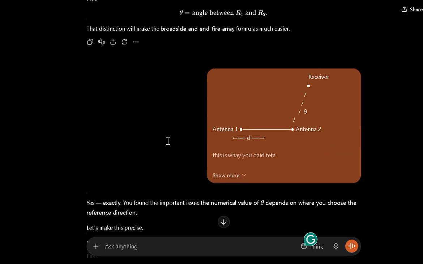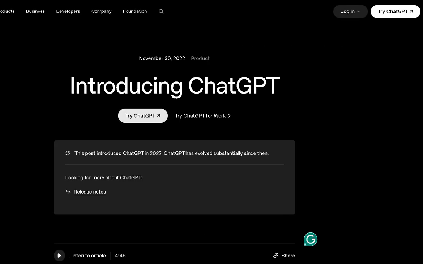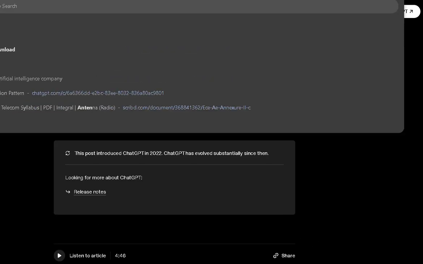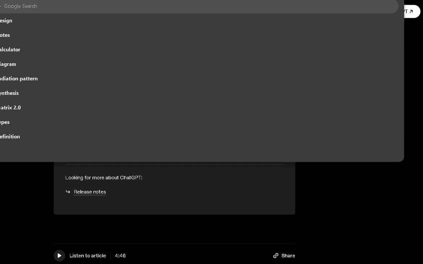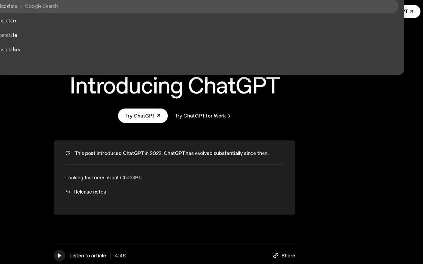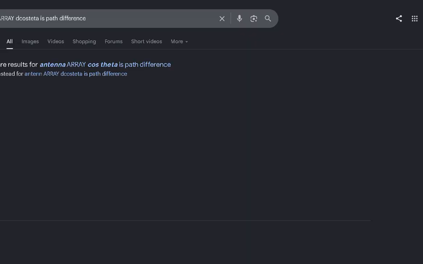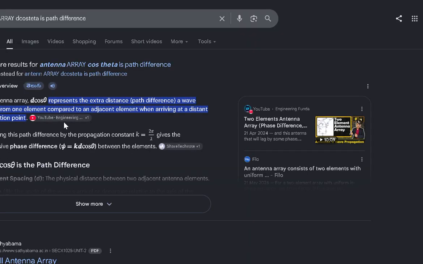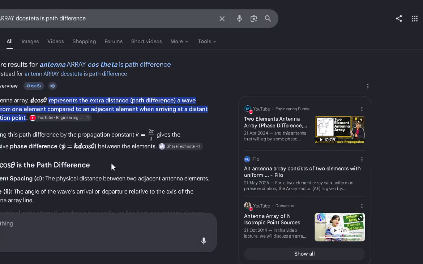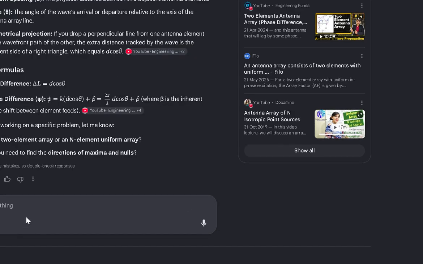What is this concept called in an antenna array? d cos theta is the path difference. d cos theta represents the exact extra distance the wave has to travel. Multiplying this path difference by the propagation constant gives the phase difference. I got it.